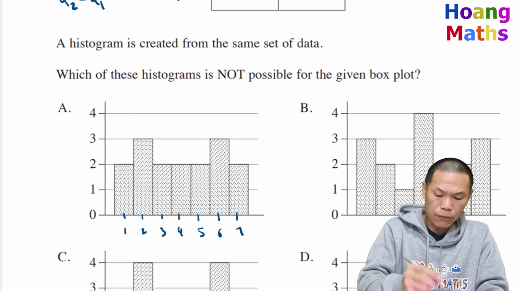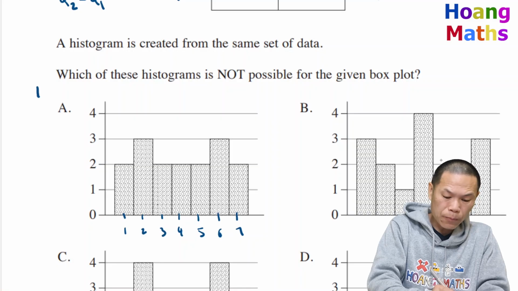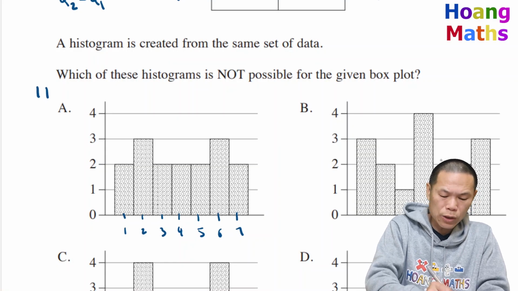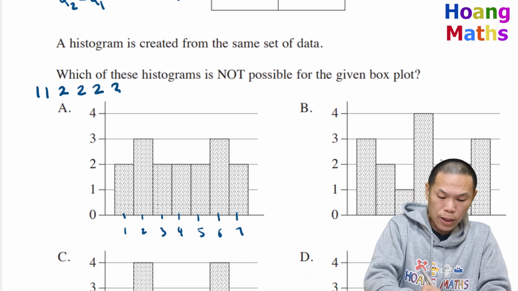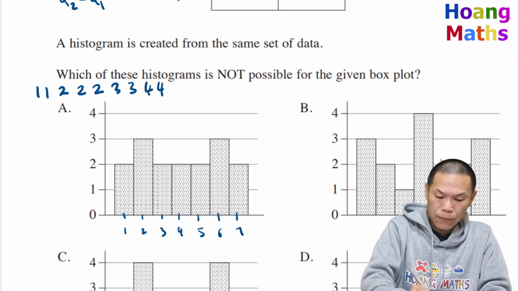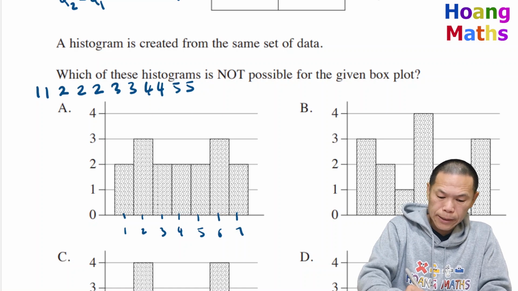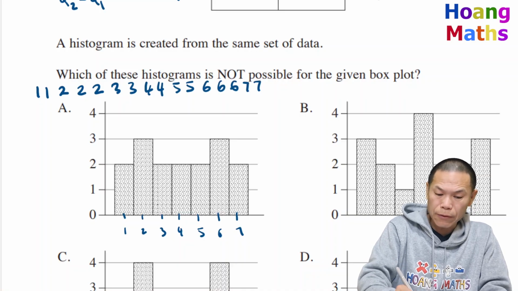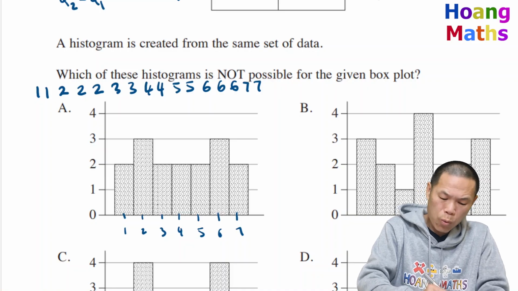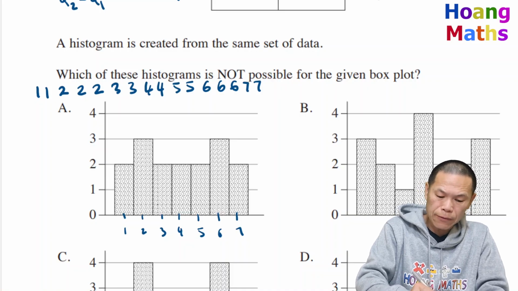1 has a frequency of 2. So let me write this down. 1, 1. 2 has a frequency of 3. So 2, 2, 2. 3 has a frequency of 2. So 3, 3. And 4, 4. 5, 5. And 6, 6, 6. Then we have 7, 7. So therefore, we have 1, 2, 3, 4, 5, 6, 7, 8.